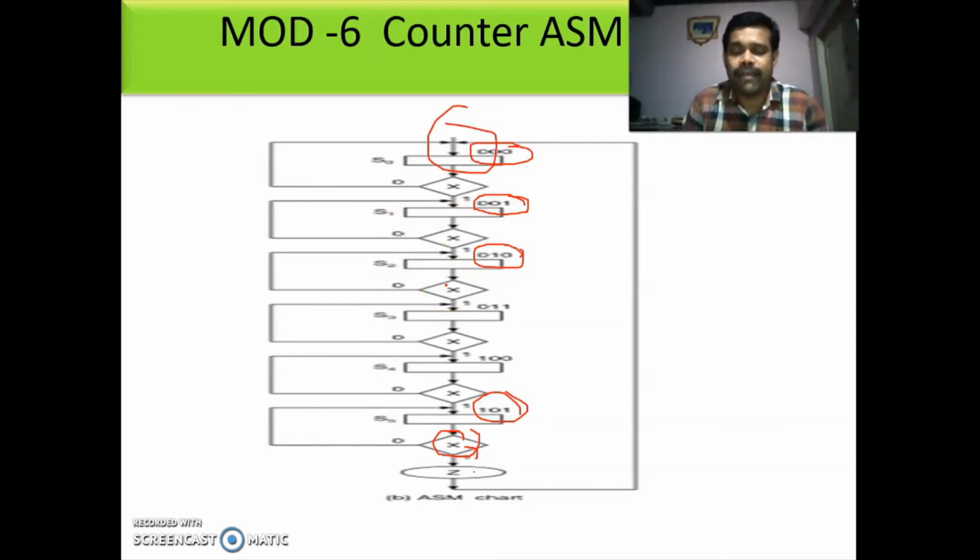So here you are having an input. If the input is 1, you will be going to the next state. You are having one state box and one conditional box. Finally, after completing all the states, you are using the conditional box to represent the output. In all other cases you are having one state box and one conditional box. If the condition is 1, you go to the next state. If the condition is 0, you stay in the same state. So this is nothing but the mod 6 counter using an ASM chart.